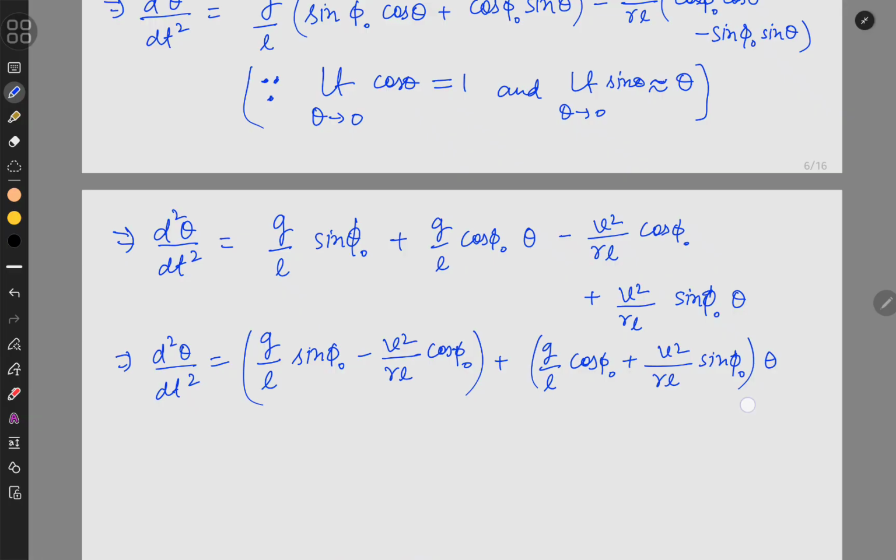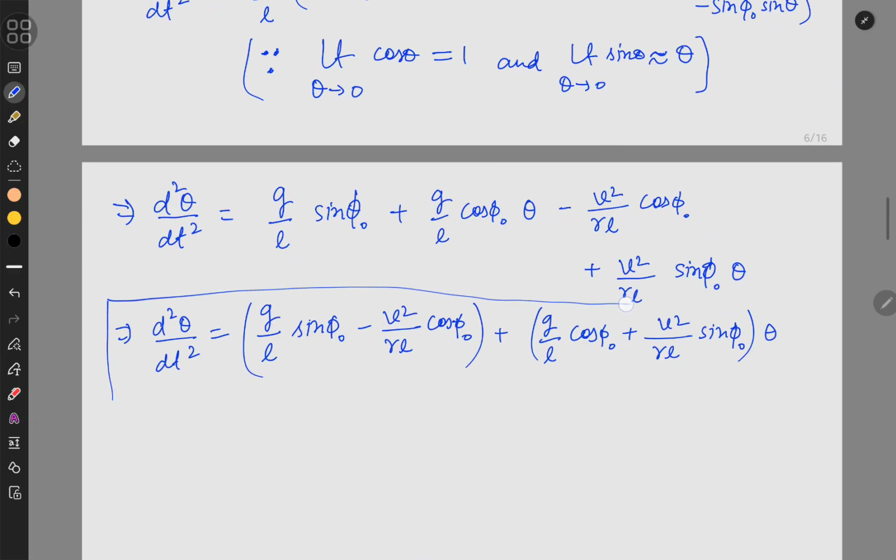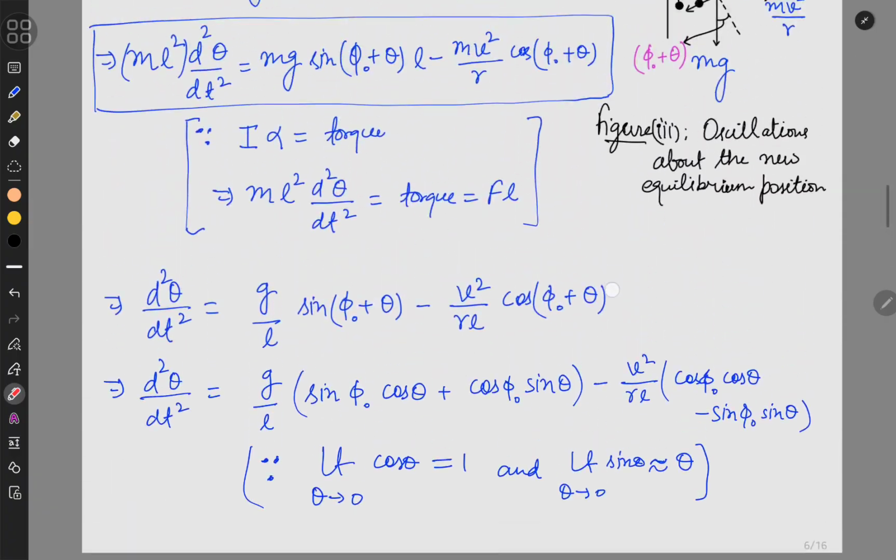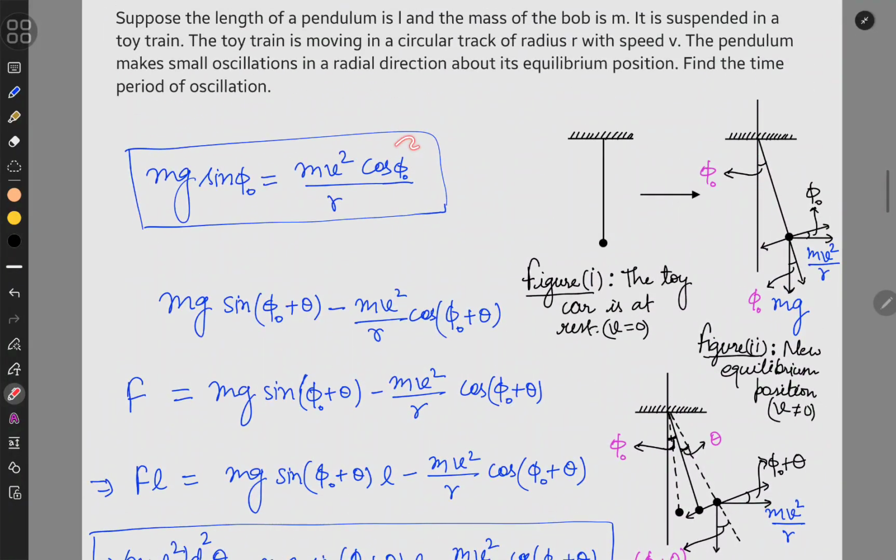Now if this is our equation, then in this equation, if we look at the first term on the right hand side, and if we look at the first equation, we can slightly modify this further. We remove m from both sides and divide both sides by L. Then I can write g upon L sin phi naught equals v square upon RL cos phi naught.